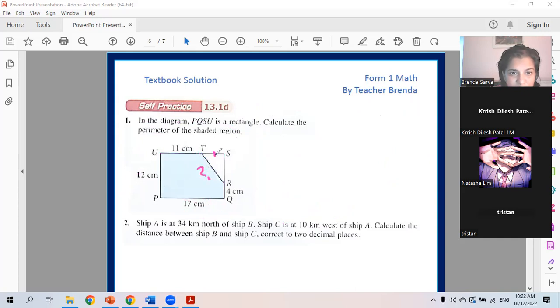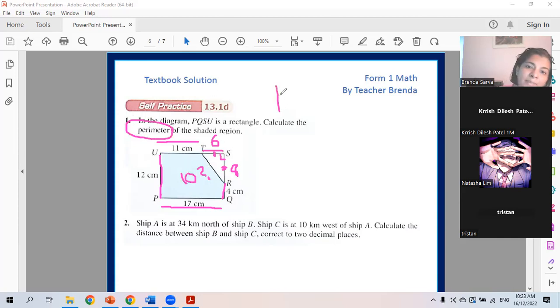To find this, you must know what is this side, and you must know what is this side. How do you get this side? 17 is the whole. You minus with 11, and you get here 6. To get this side, you take 12, which is the whole length here, and minus 4, and you get 8. Finally, you're working with the Pythagorean right-angled triangle, and you can calculate the answer to find the hypotenuse, which is now 10. Then only you get on to finding the perimeter.